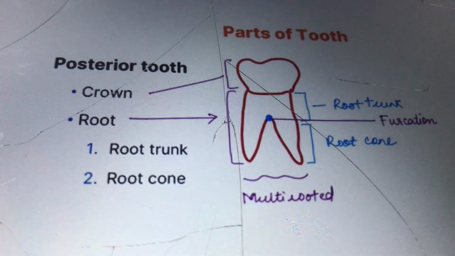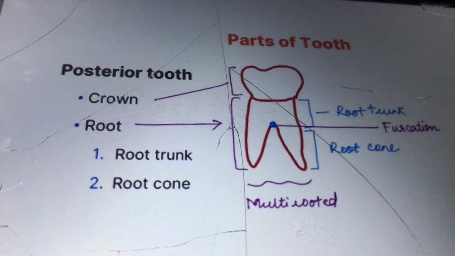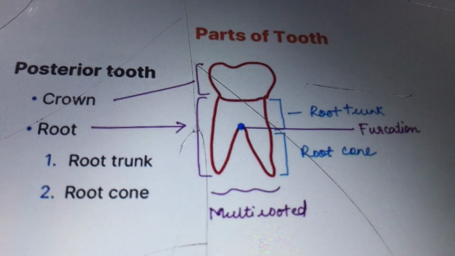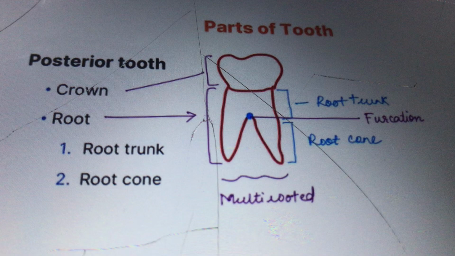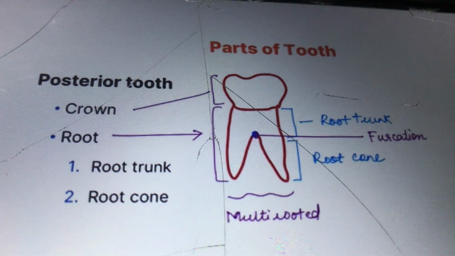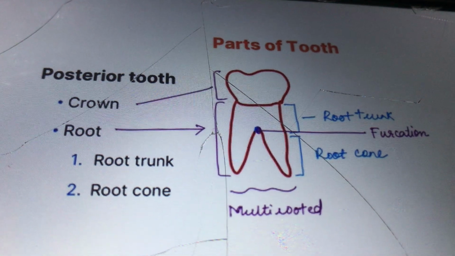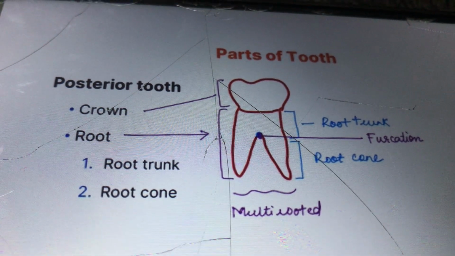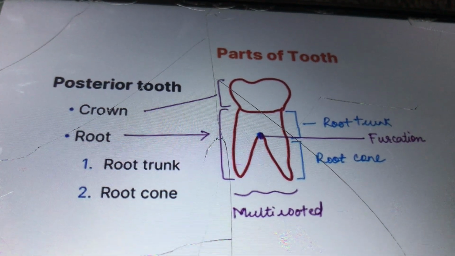So either you can have bifurcation or trifurcation. Bifurcation is seen in teeth which have two roots, and a tooth which has three roots, you can call it a trifurcation. Now this furcation area is very important when we look at the pathological aspects of the diseases that affect your periodontium or tooth supporting structures, which we will discuss in our further sessions.